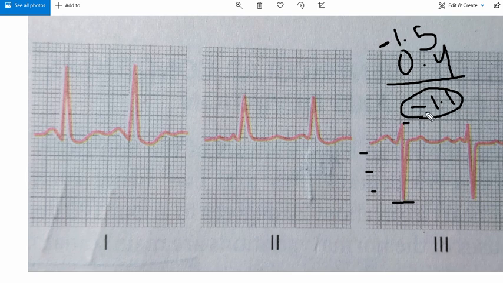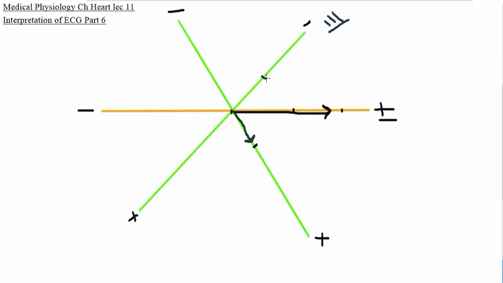Now we have to place this on the axis of lead 3 to determine the resultant QRS vector. If this is 1 millivolt, the distance covered by the resultant QRS vector in the horizontal on the axis of lead 3 is towards the negative, 1.1 millivolt. So the total resultant QRS vector of lead 3 is towards the negative pole, the negative electrode, because we obtain minus 1.1 millivolt. So these three vectors we have derived from the given electrocardiography.